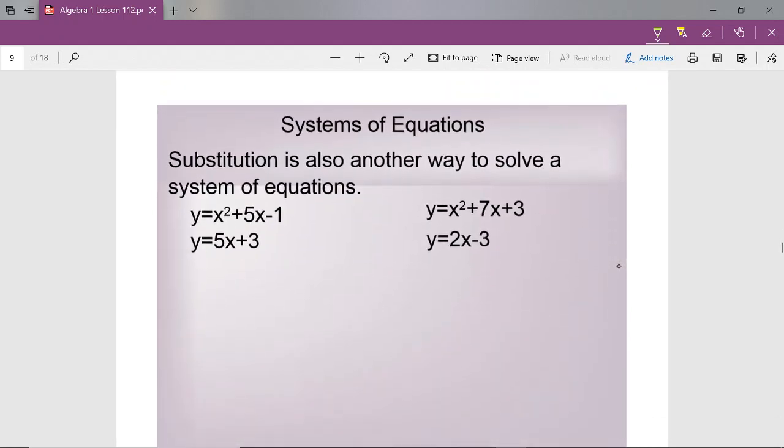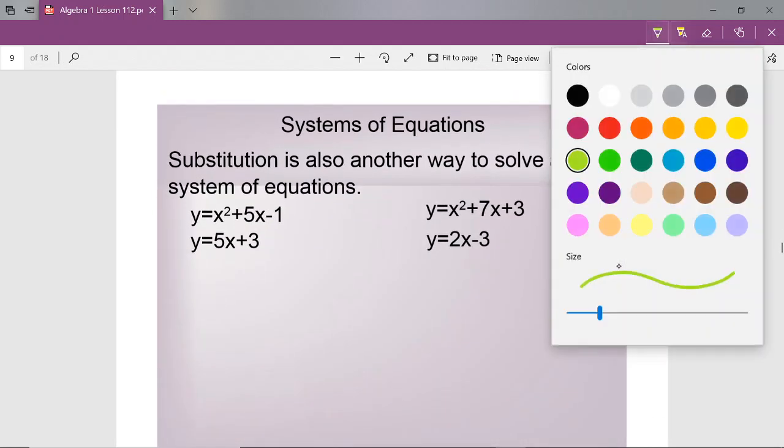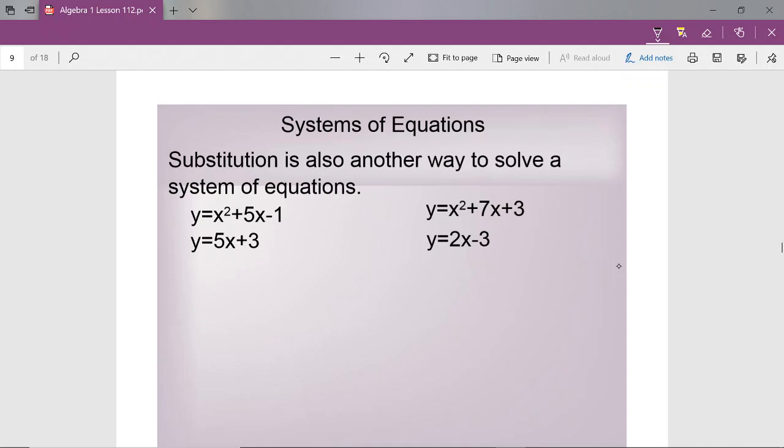Now, yes, we can do it by graphing, but sometimes we don't end up with really nice numbers.